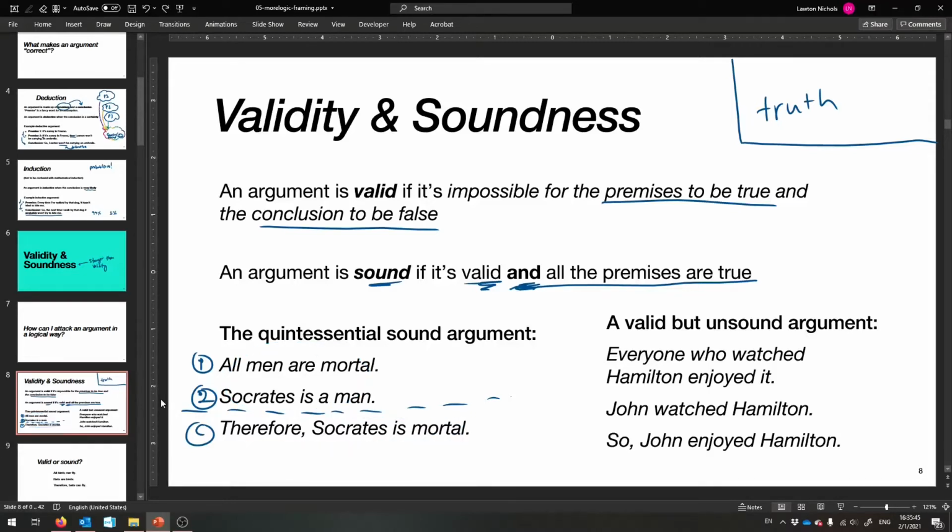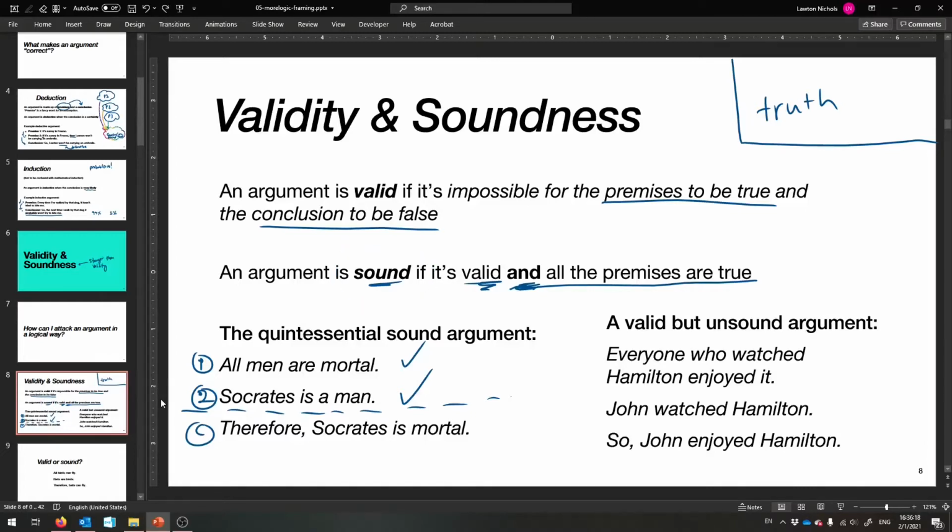Now, in order to be sound, it has to be valid, so yes, it's valid, and all the premises must be true. Are they true? Is it true that all men are mortal? I think so. And is it true that Socrates is a man? Well, maybe I should say was, because he was alive back in the day, but I think that is also a true statement. So it is therefore true that this argument is sound. All the premises are true, and it's valid.